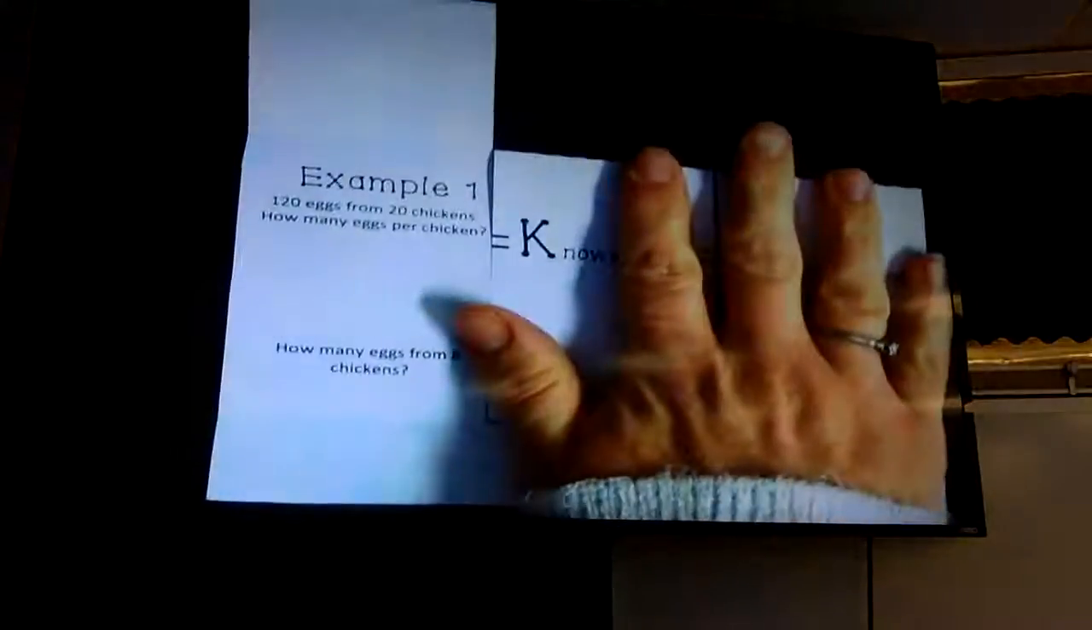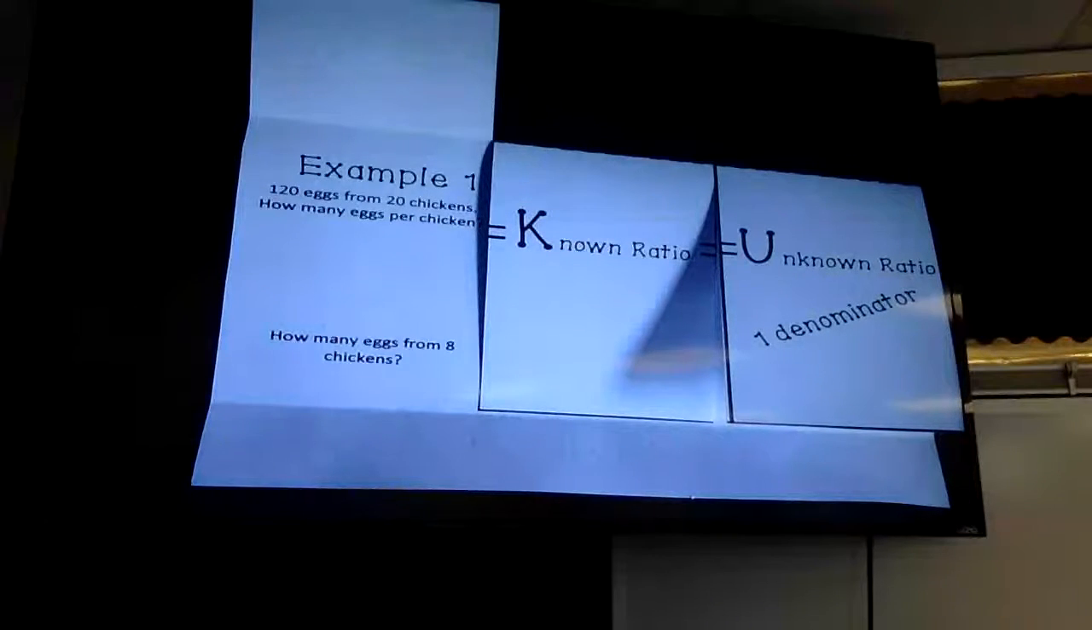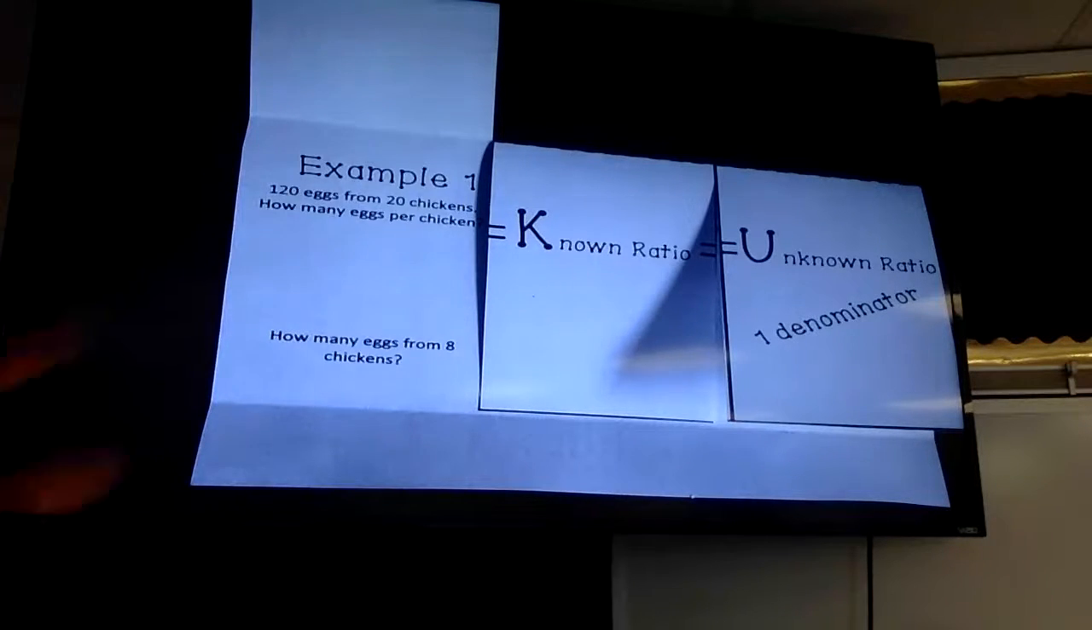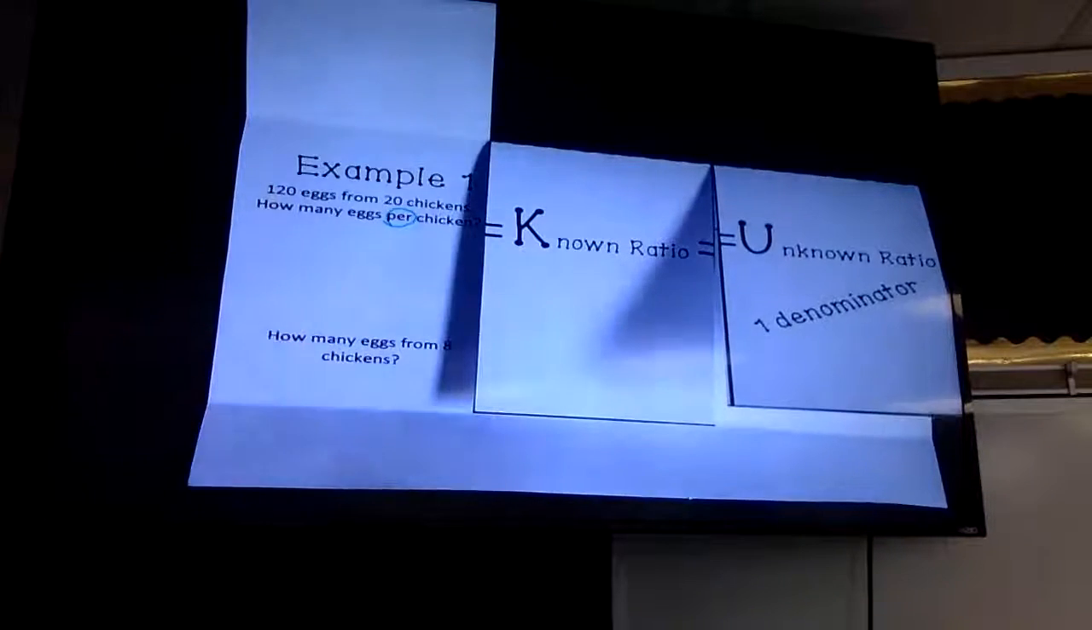So I'm going to open this up and I'm going to do the first example. It says 120 eggs from 20 chickens. How many eggs per chicken? How many eggs from 8 chickens? Okay, so the word per is really important to us because per means for every one.